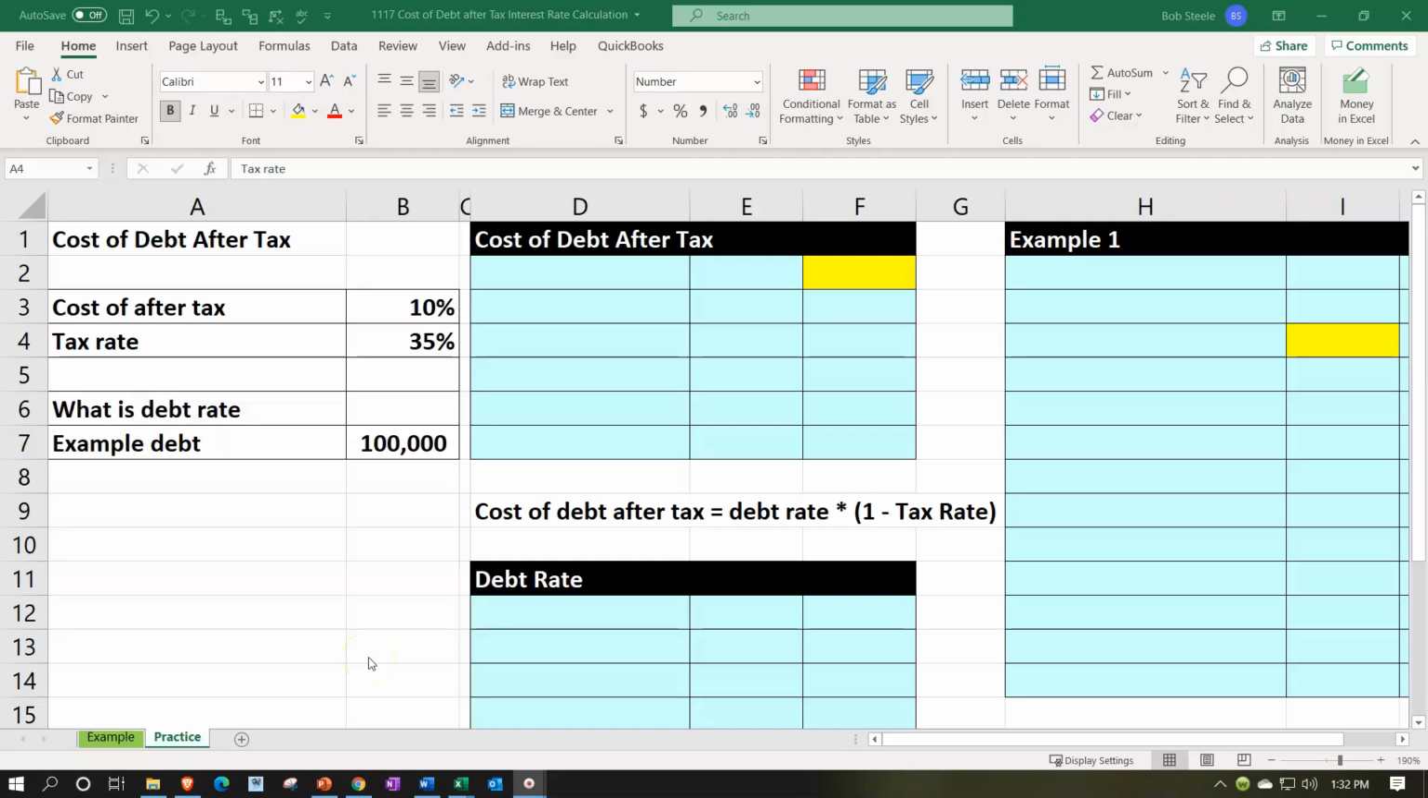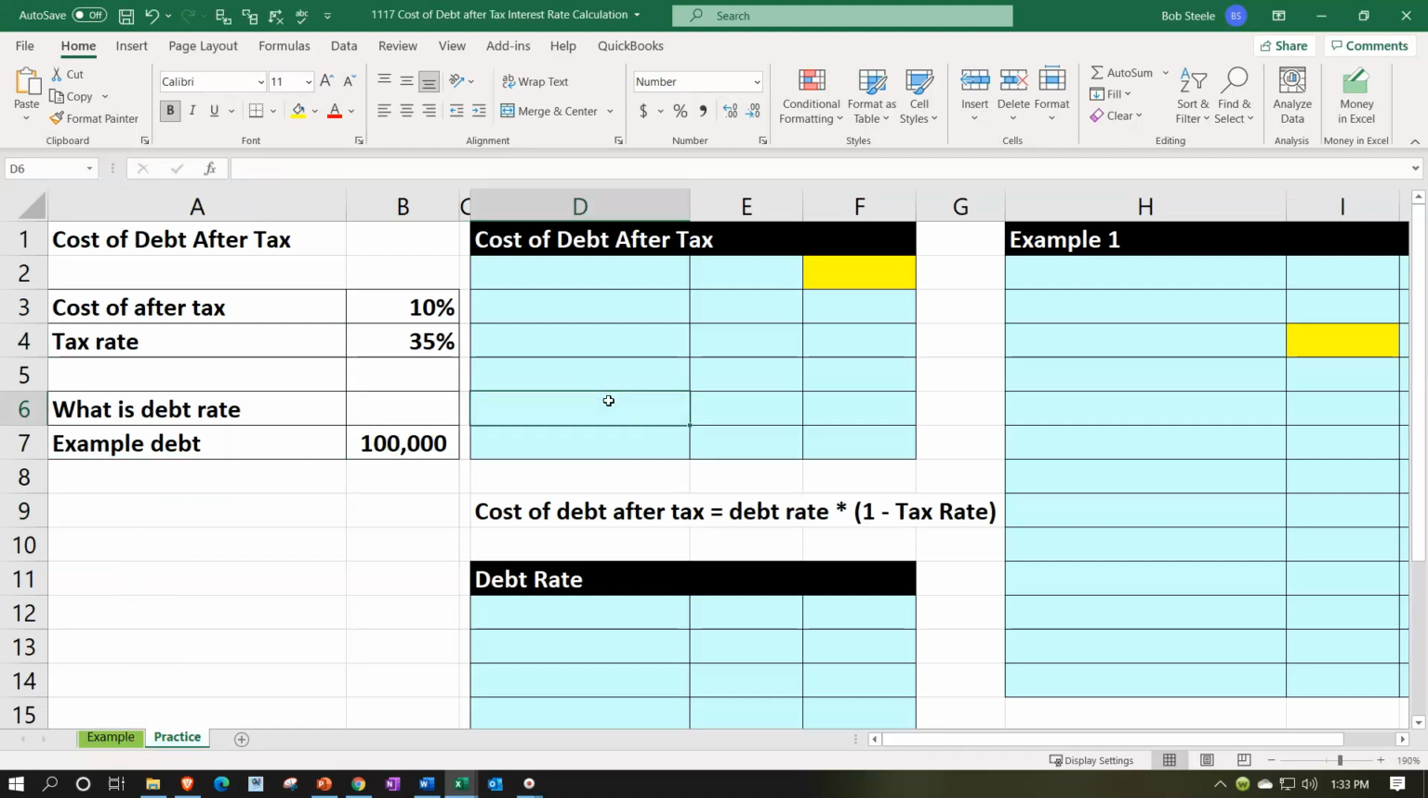Here we are in our Excel worksheet. If you have access to the Excel worksheet and would like to follow along, note that we are in the practice tab as opposed to the example tab, the example tab in essence being an answer key. We have the information on the left-hand side. We use that to populate the blue area on the right-hand side.